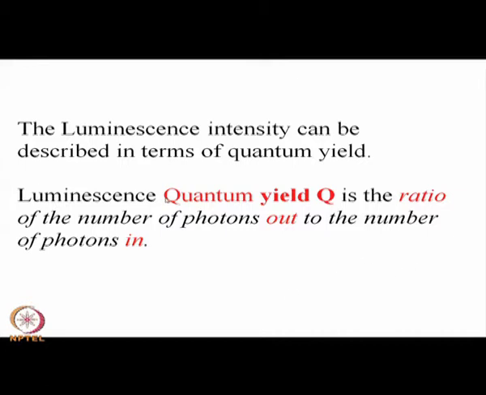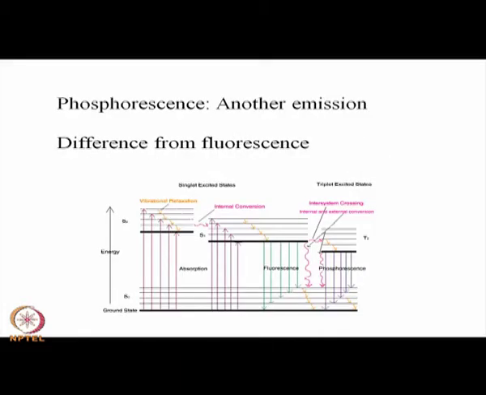Quantum yield is a very important characteristic, and I will come to this in more detail. Quantum yield is very much dependent on the wavelength, meaning where you are exciting, and also of course the nature of the compound, solvent, and temperature. There are various factors which may control the value of quantum yield Q. So quantum yield is a very, very important term, especially in fluorescence spectroscopy.